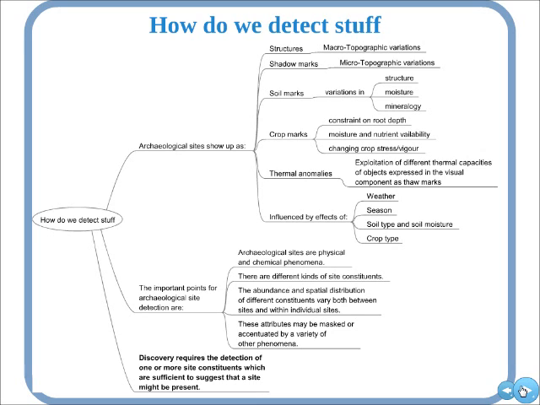Generally, the important points for site detection are that archaeological sites are physical and chemical phenomena. They consist of different kinds of constituents, which means that they show contrasts in different ways. The abundance and distribution of these constituents vary, both within sites and between sites, and these attributes may be masked or accentuated by a variety of other phenomena. In essence, discovery requires the detection of one or more of these site constituents, which is sufficient enough to suggest that a site may be present.